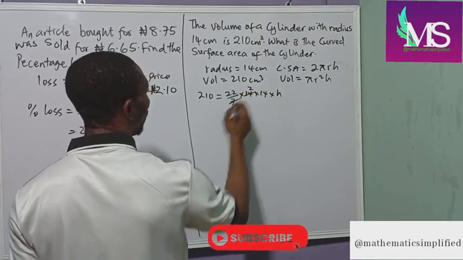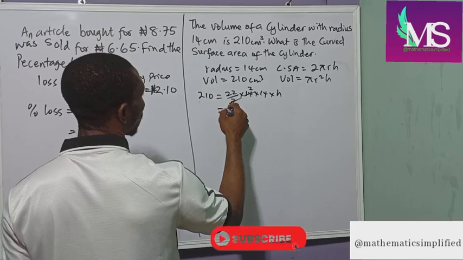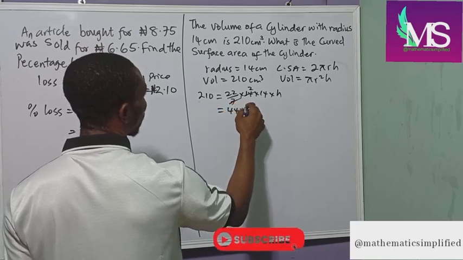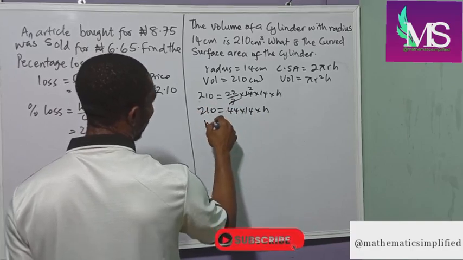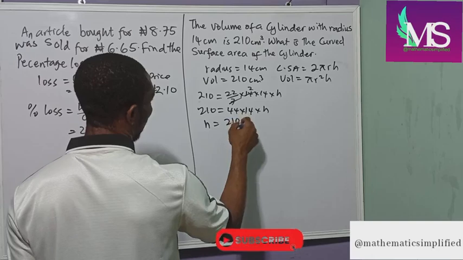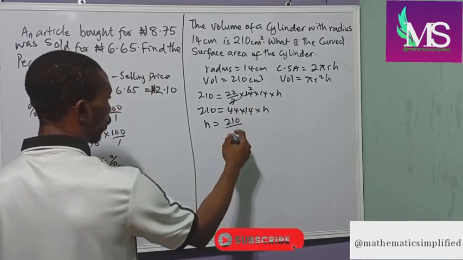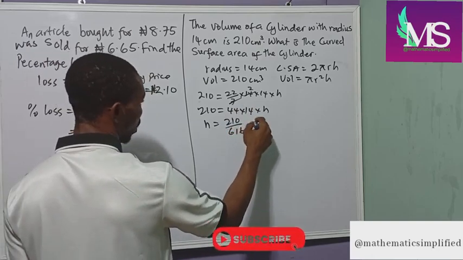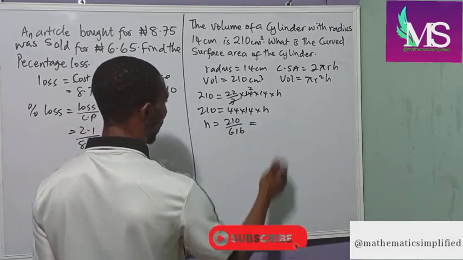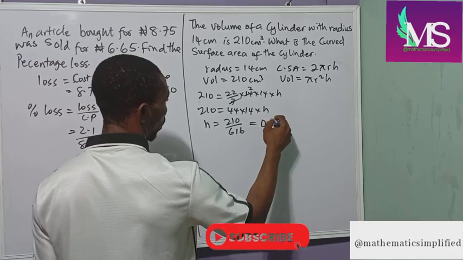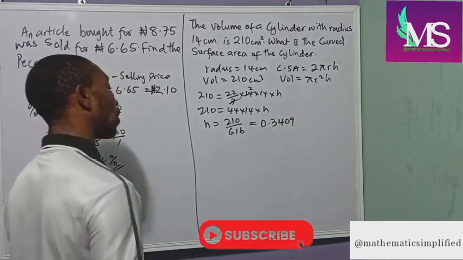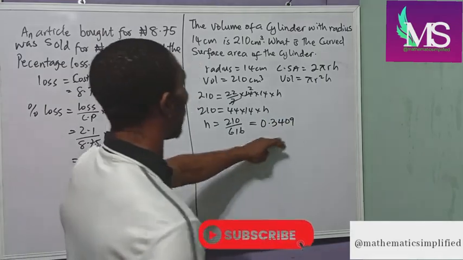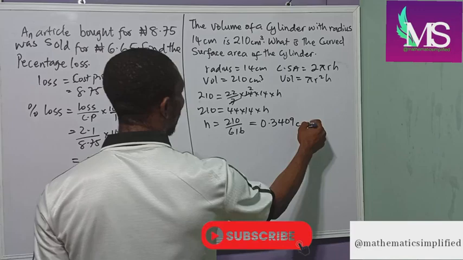This cancels here, leaving us with 44 times 14 times h equals 210. So h equals 210 over 14 times 44, which will give us 616. So when we divide, this will give us 0.3409. Alright? Now that's our h in centimeter.